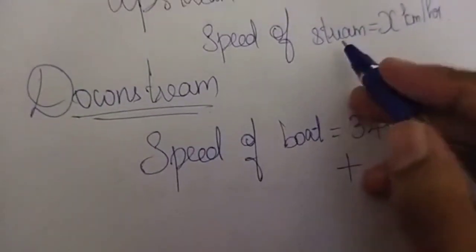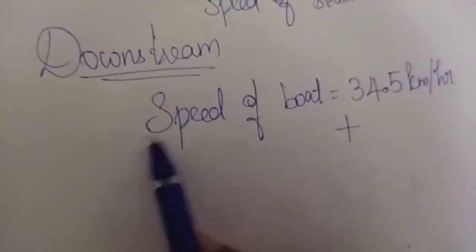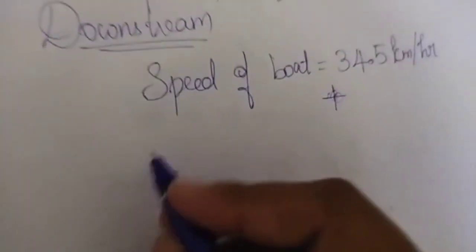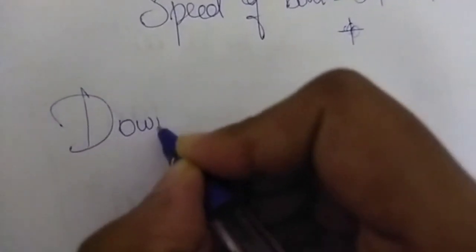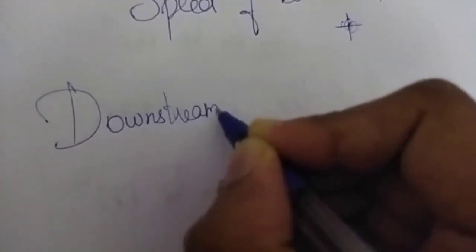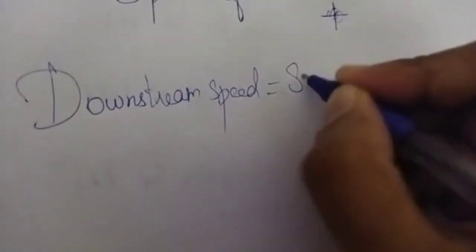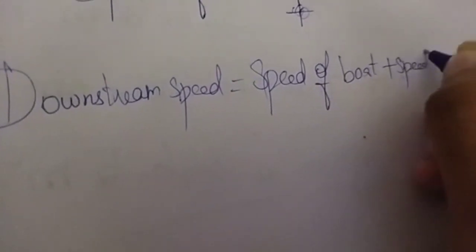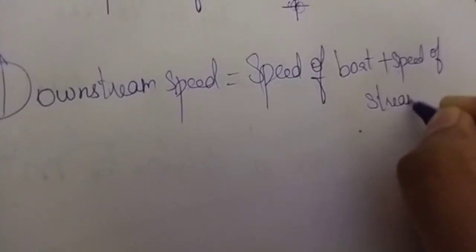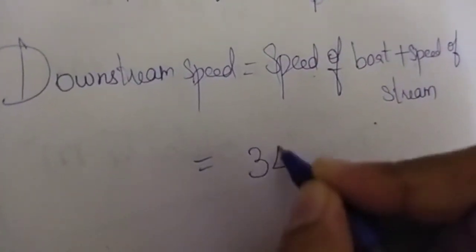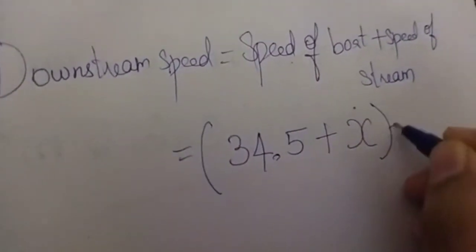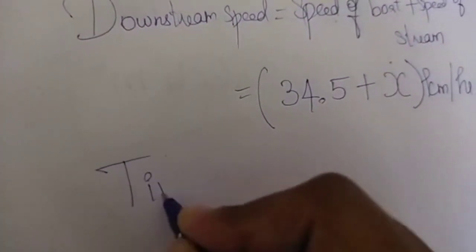plus speed of stream. If you are finding downstream speed, you get speed of boat plus speed of stream. Downstream speed is equal to speed of boat plus speed of stream. What is the speed of boat? 34.5 kilometer per hour, plus speed of stream is x. So 34.5 plus x kilometer per hour. This is downstream speed. And now the time taken in downstream.